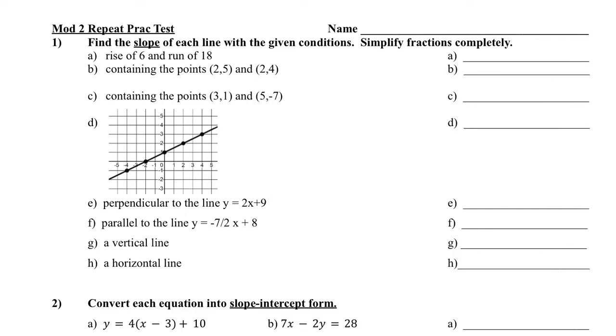For question 1, they're asking for slope. So remember, slope is m, and that is our rise over run. It is the change in y over the change in x. That is your up and down change over your left and right change, or your vertical change over your horizontal change. Please write that at the top of your paper if it's not there already.